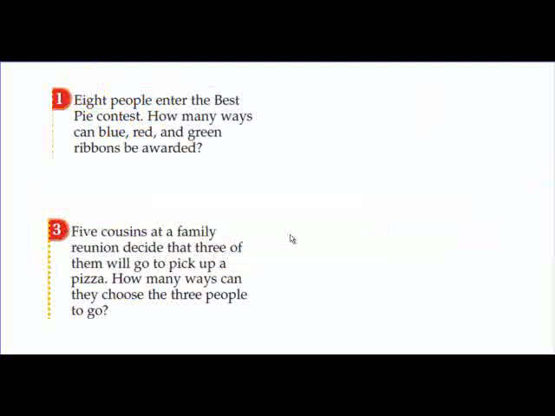So the first thing we're going to do is identify if it's permutation or combination, and then we'll pull the calculator up and see how to do that. So 8 people enter the best pie contest. Now it's just a pie contest, it's not a pie eating contest. So how many ways can blue, red, and green ribbons be awarded? Well, first thing is, what does it mean? Blue, red, and green, right? Blue means first, red means second, and green means third in this case. So if we have first, second, third, that means it's automatically a permutation.